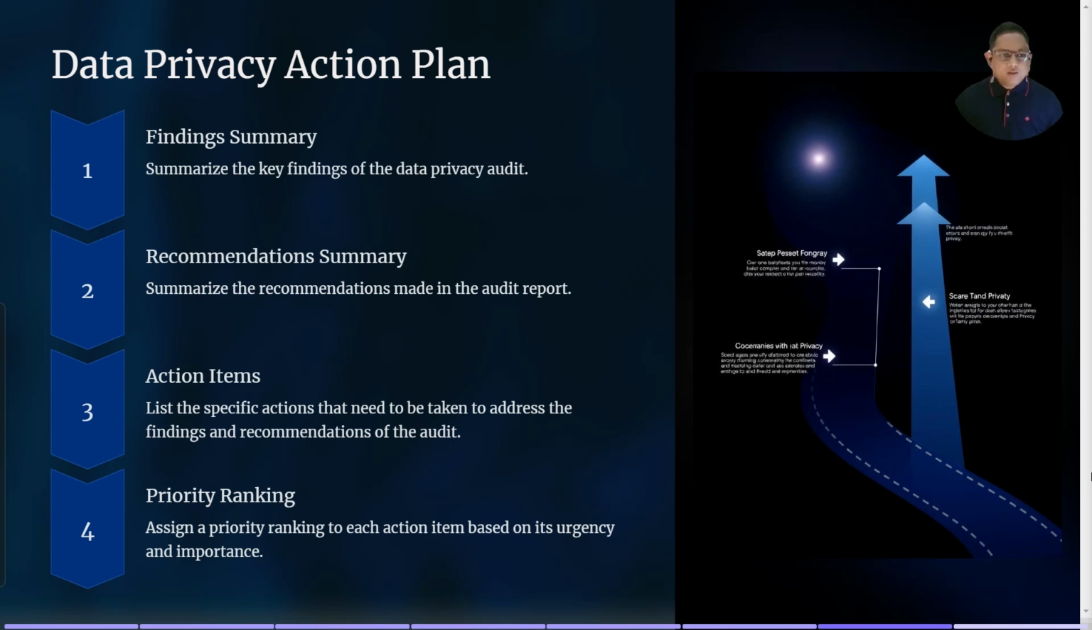Data privacy action plan. First, finding summary. Summarize the key findings of the data privacy audit. Second, recommendation summary. Summarize the recommendations made in the audit report.